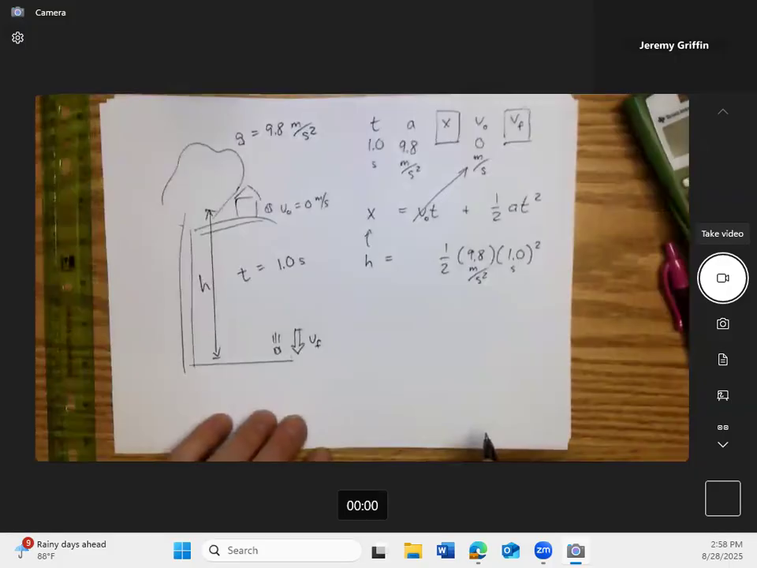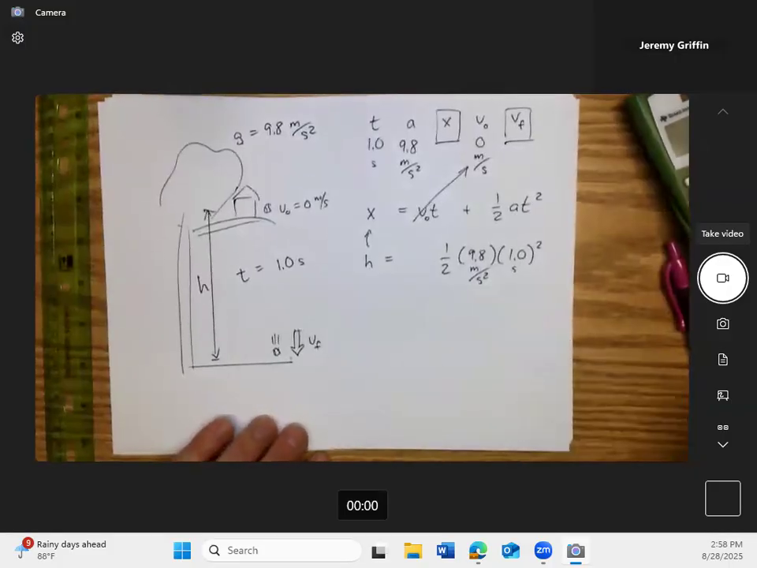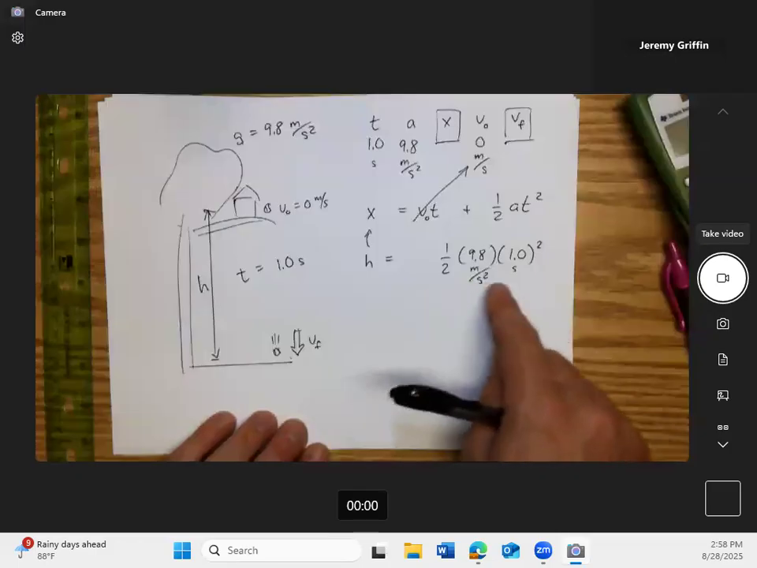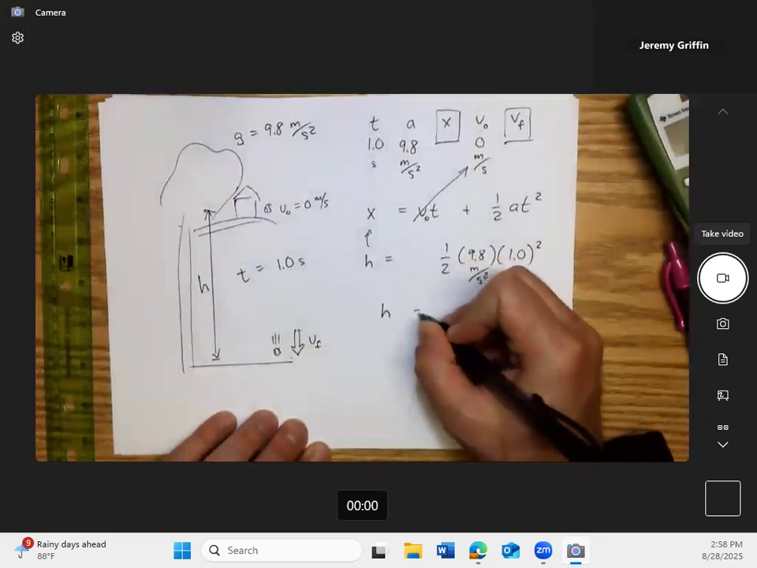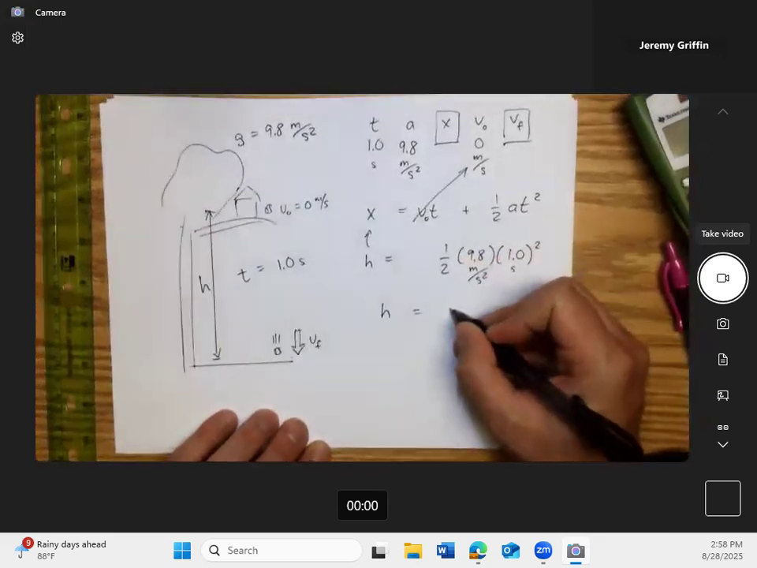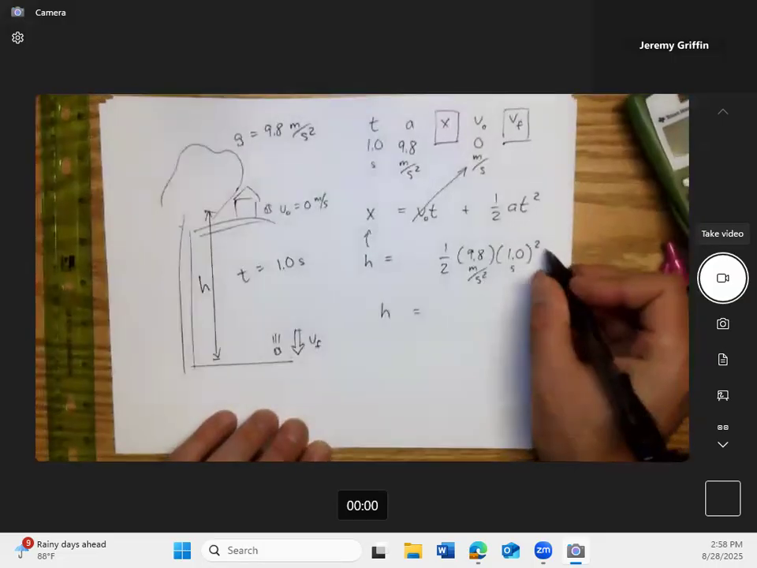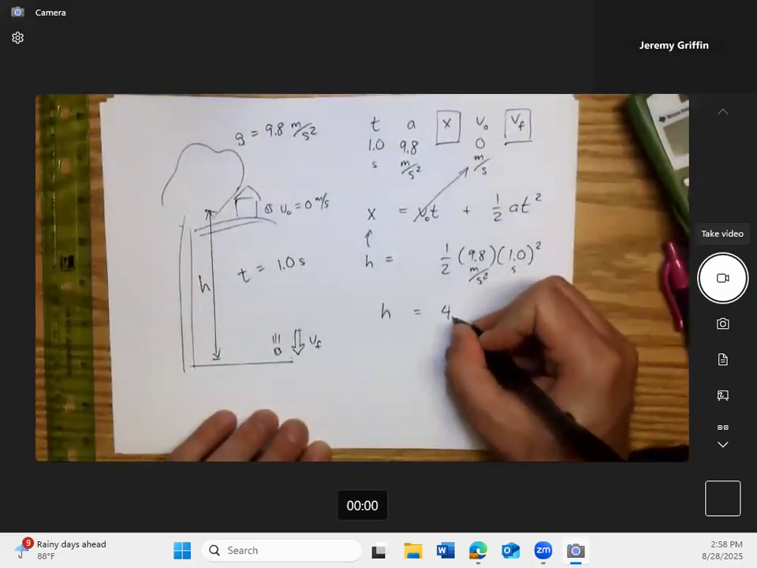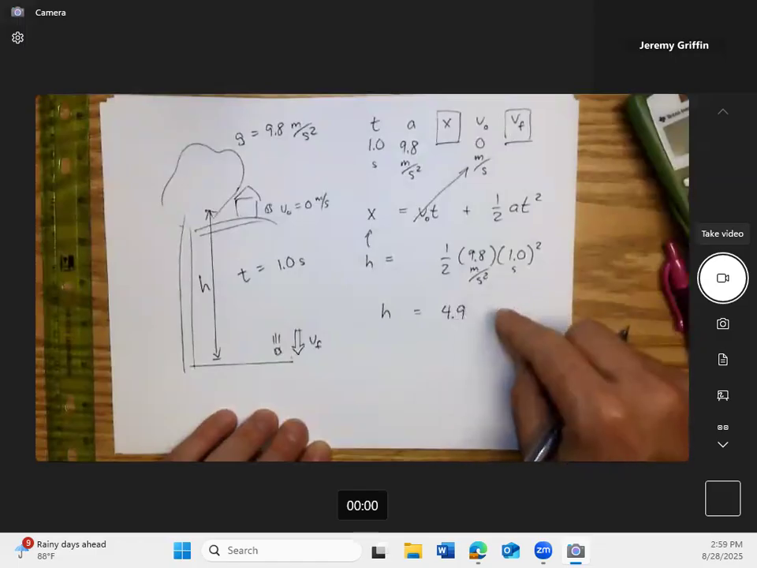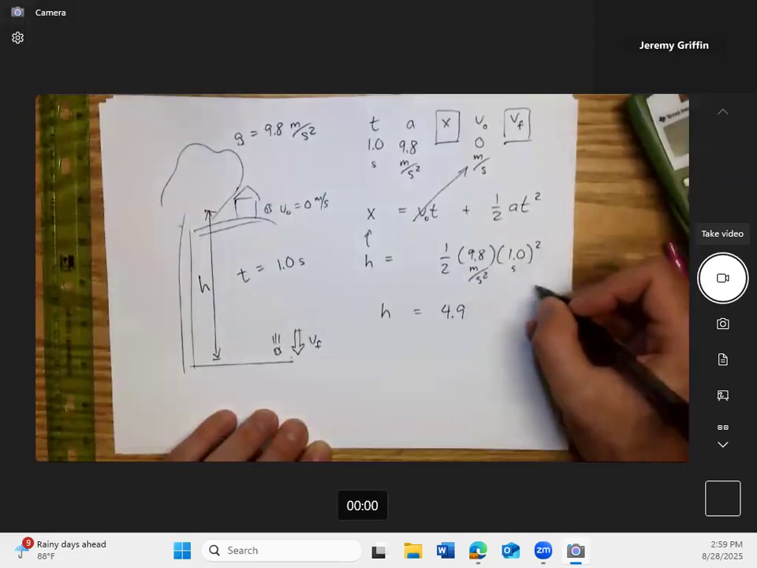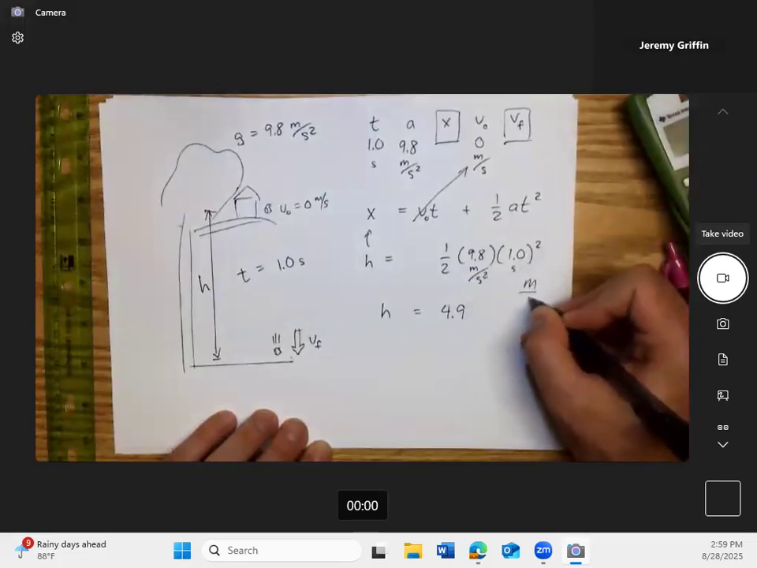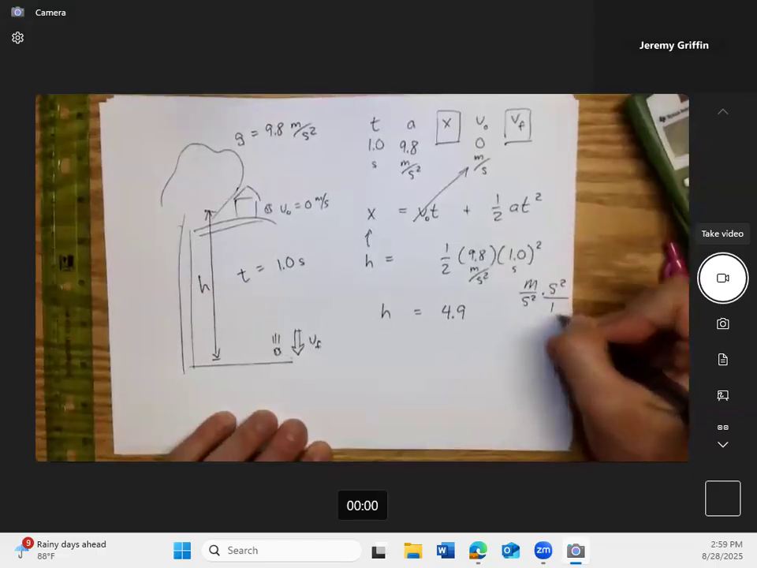Actually, that was pretty lucky, wasn't it? Because I don't even need any algebra. This is all arithmetic. I can just plug that in my calculator. What does this come out to? Actually, you don't even need a calculator. Well, 1 squared is 1. Half of 9.8 would be 4.9. Now, guys, in this class, numbers also have units attached to them. What is meters per second squared times seconds squared? Meters per second squared times seconds squared gives you what?